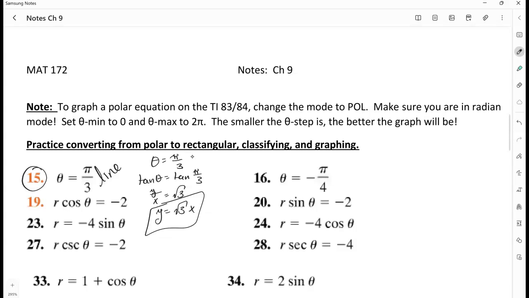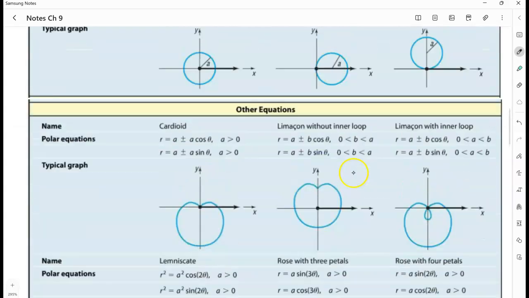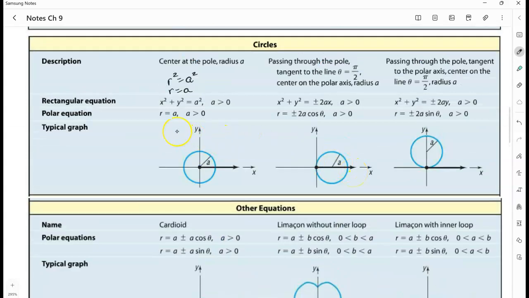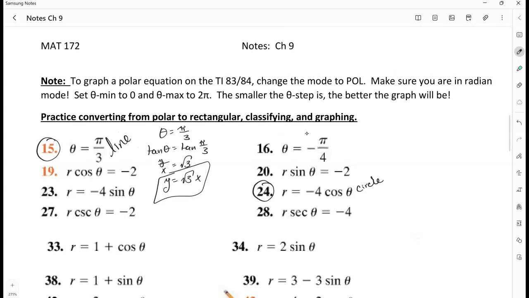Let's look at another one. Let's look at number 24. If we compare this to our formats up here, we see that's going to be a circle. It's going to have a radius of 2, and it's going to be shifted to the left because of that negative. So let's turn that into rectangular form.